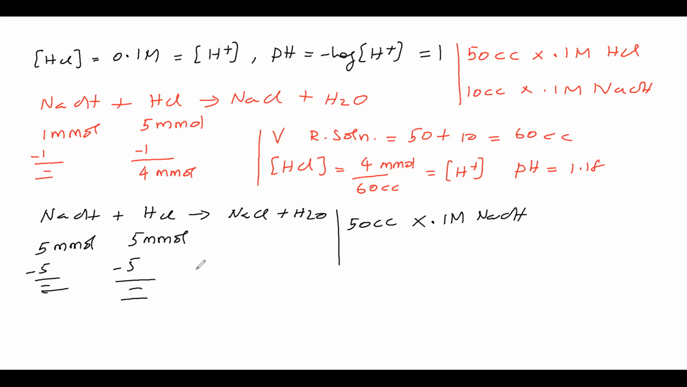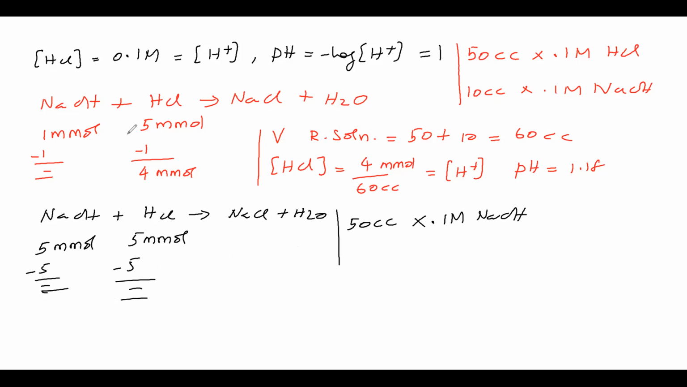Therefore, the resultant solution is neutral. Is salt hydrolysis possible or not? Here the salt is sodium chloride. In sodium chloride, the cation is from a strong base, so it does not undergo hydrolysis. The Cl minus anion is from a strong acid, so it also does not undergo hydrolysis. Therefore, salt hydrolysis is not possible, and the resultant solution is neutral.